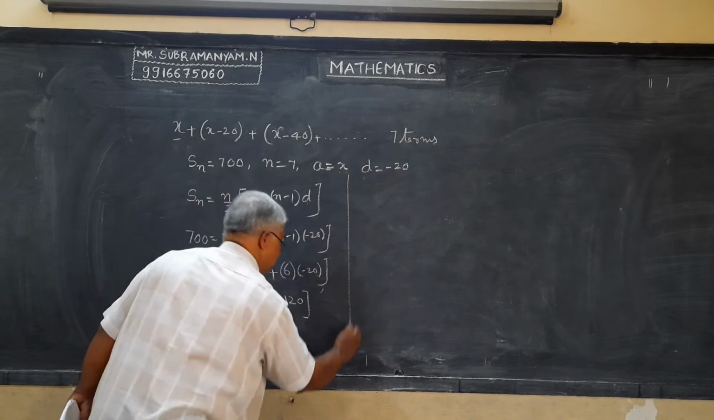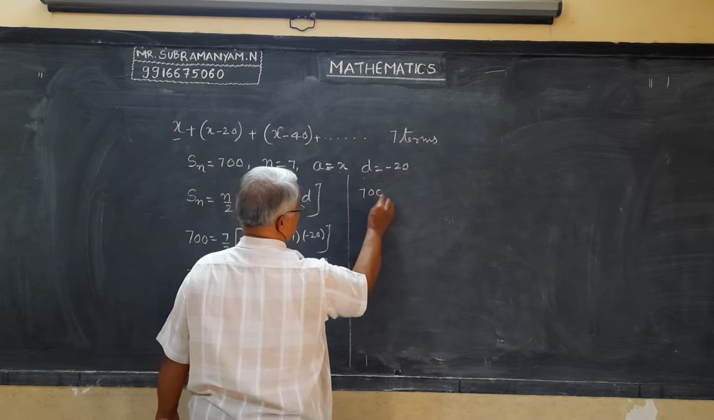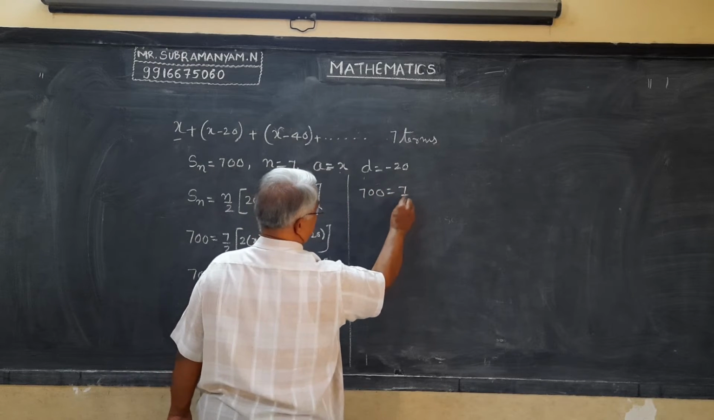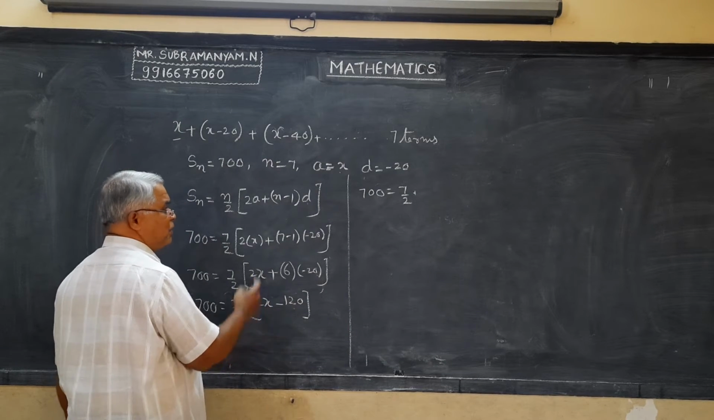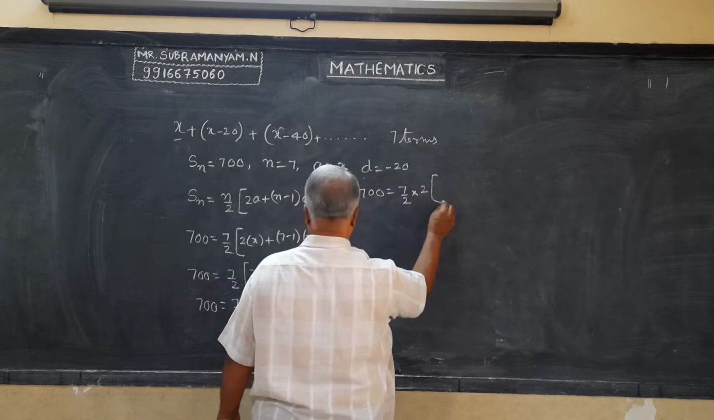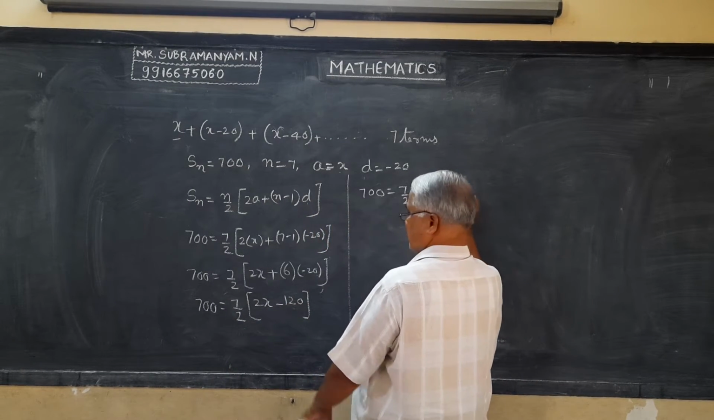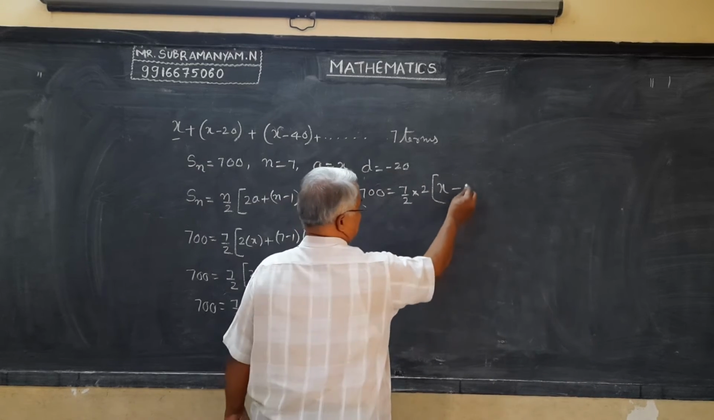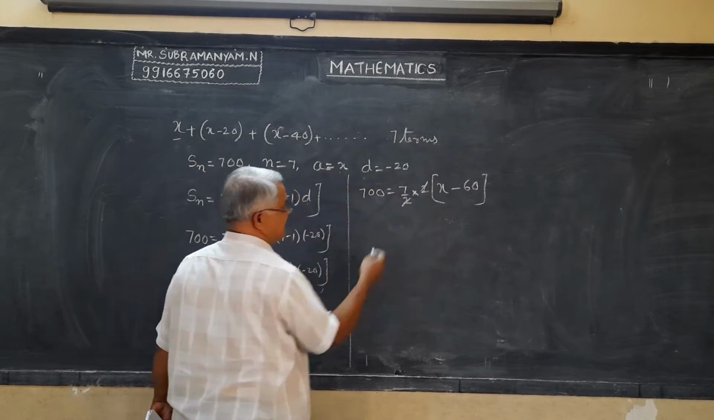Next, 700 equal to 7 by 2. Now, from these two terms, I will take 2 common. 2 into, in 2x if I take 2 it is x, minus, in 120 if I take 2, it will be 60. 2 and 2 will cancel.